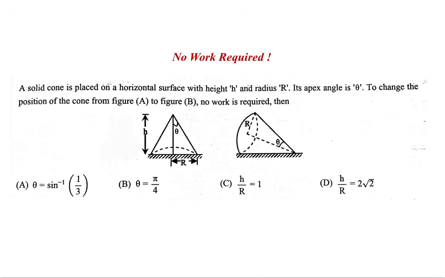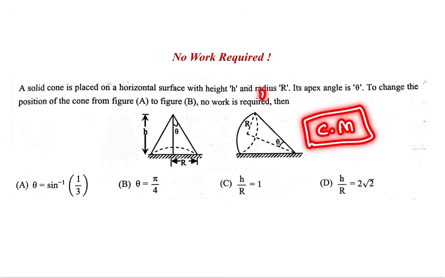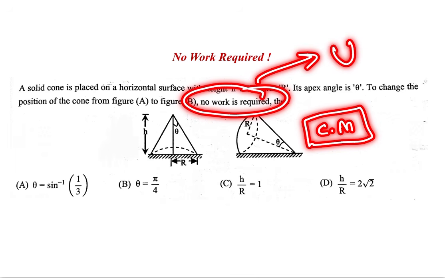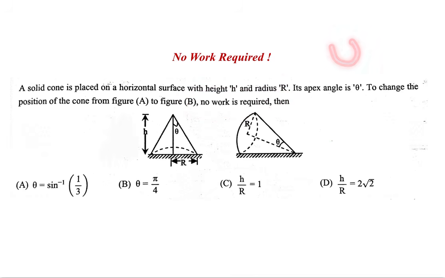So the idea here is that we are only changing the configuration. In this case, work done is given by change in potential energy. And we know that potential energy depends on height. In the case of extended bodies, we take the height of the center of mass. So work done is zero means there is no change in potential energy, and no change in potential energy means that the height of the center of mass remains the same.